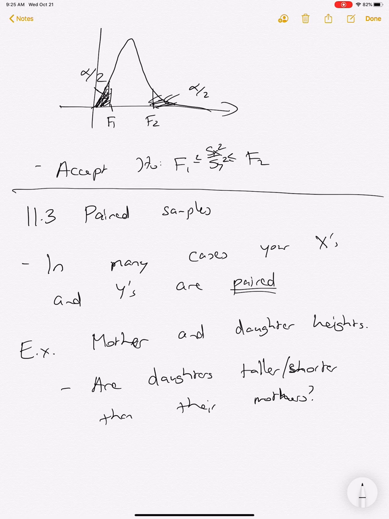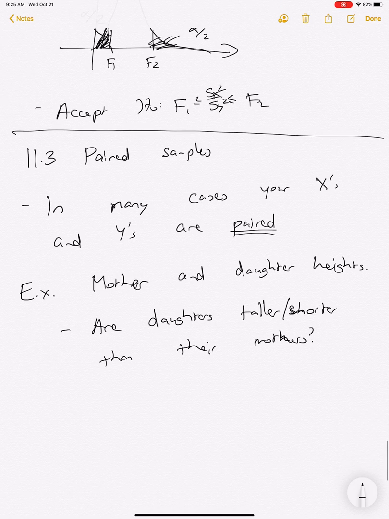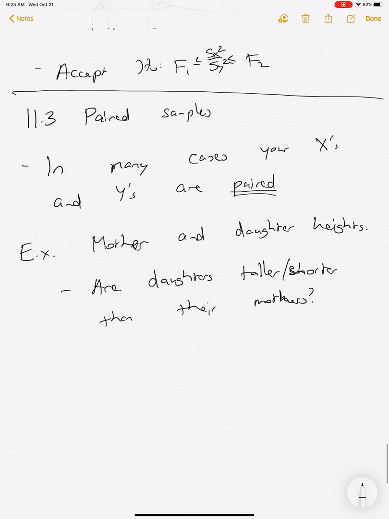Okay, and so here, these are clearly paired because mothers and daughters basically come as a pair. I mean, you could certainly look at a population of mothers and a population of daughters if you wanted to, but you're kind of ignoring the information that clearly a taller mother is more likely to produce a taller daughter, and vice versa. And so this is where the information's kind of paired.